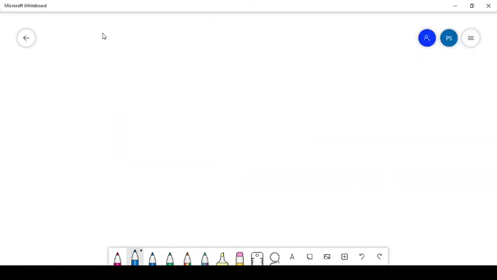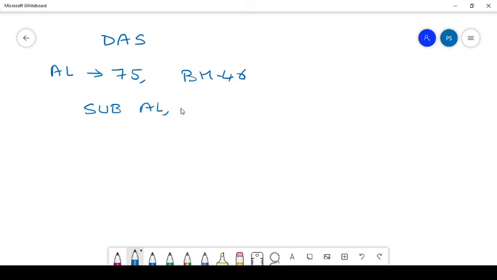In a similar way, we have another instruction called DAS, decimal adjust after subtraction. For example, the content of AL is 75, BH is 46, then we have an instruction SUB AL, BH, and then another instruction called DAS. What is the meaning of SUB AL, BH? It subtracts the content of BH from the content of AL.